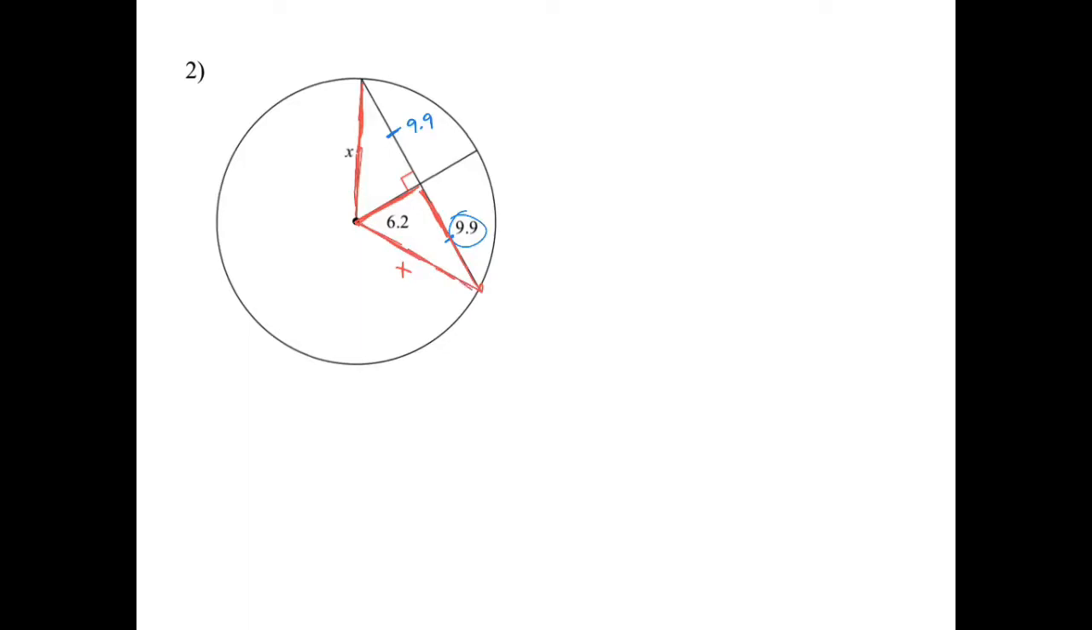So we're going to be using Pythagorean theorem again. Remember, the c is the side that's across from the right angle. So in this case, the x is our hypotenuse. The a can be 6.2, the b can be 9.9, and the c has to be x. So let's go to my handy dandy calculator: 6.2 squared is 38.44, and 9.9 squared is 98.01.